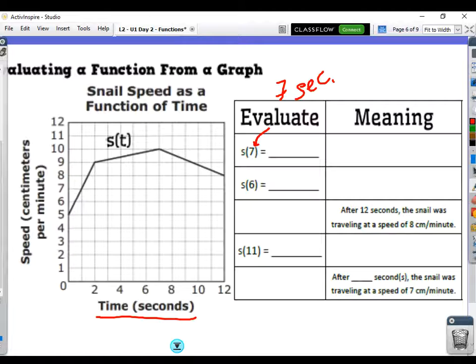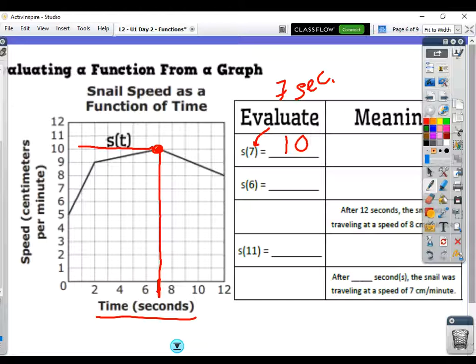So all we've got to do is come over here to 7. This is our 7 mark. Go up, all the way to our point, and then say, hey, that means that we are moving, our value there is 10. So when we go to 7 on the graph, what number comes out on the y-axis? 7 is our x-axis, and what number comes out on our y-axis is what it equals.